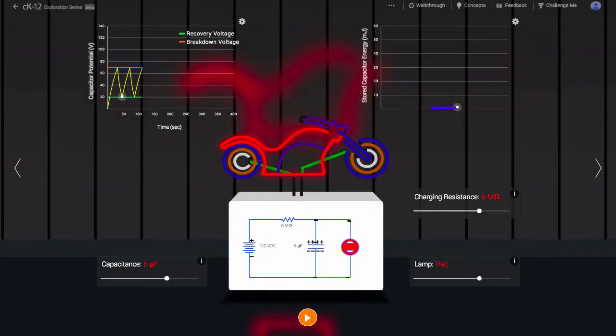What role does a capacitor play in an electric circuit? Well, perhaps the most important role it can play is to introduce an element of timing to an otherwise bland, static, or simple circuit. Let's see how this works.